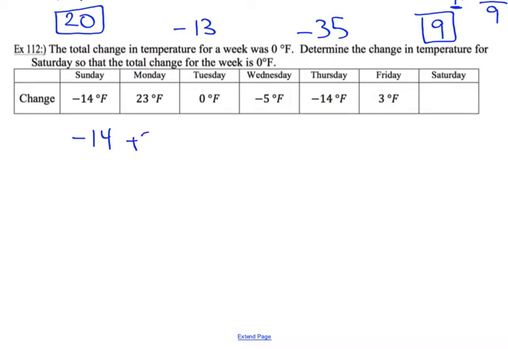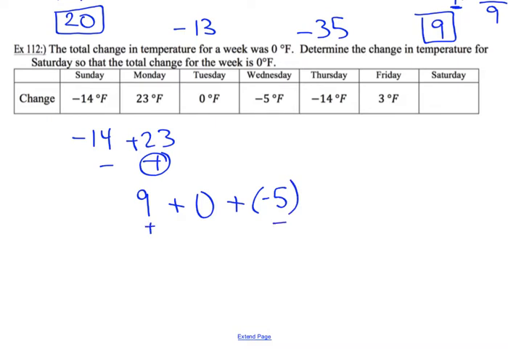If we add 23 to that, these are different signs, and the positives win. So 23 minus 14 is 9. And with the positives winning, it's 9. Plus 0 doesn't do anything. Plus negative 5. Now, 9 is positive, negative 5 is negative, but the positive is bigger. So that would be 9 minus 5, which is 4.